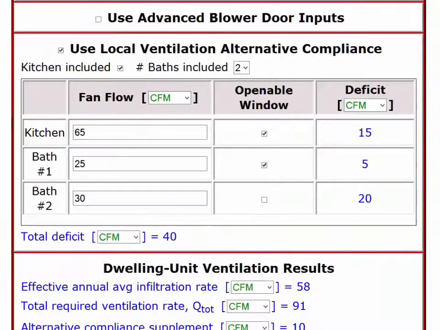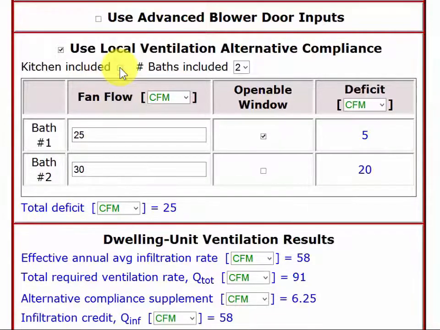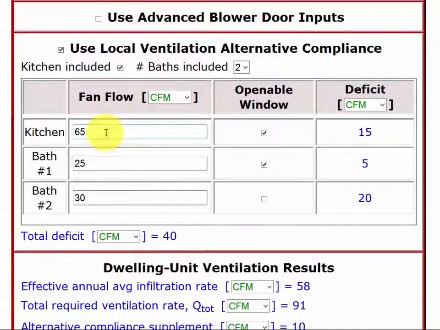Next, I'm going to talk about the alternative compliance path of the ASHRAE 62.2 standard. For the details of the alternative compliance section of the RED tool, first of all, you can select or deselect the kitchen. And notice I have entered values here already. If I deselect the kitchen, you can see it goes away. If I select it, the number I've already entered is there, 65.